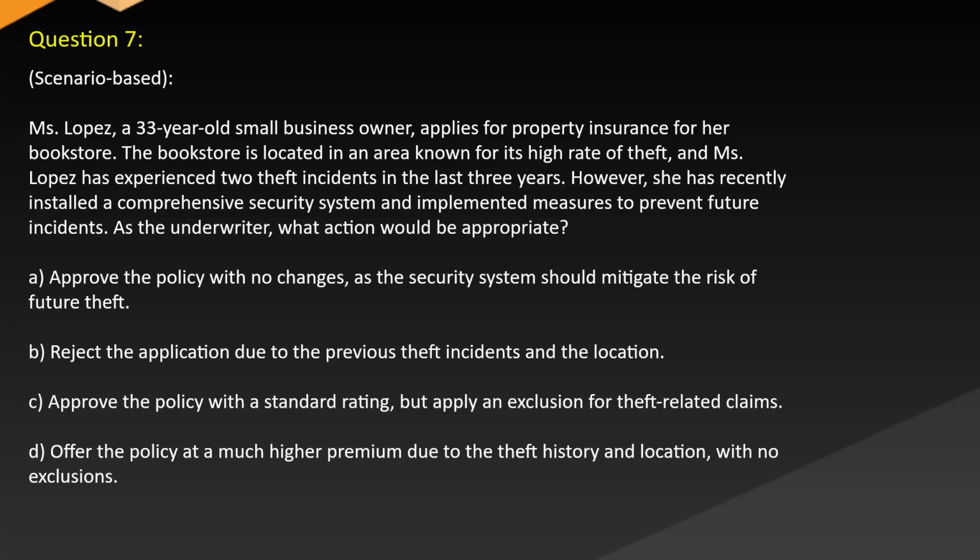A. Approve the policy with no changes, as the security system should mitigate the risk of future theft. B. Reject the application due to the previous theft incidents and the location. C. Approve the policy with a standard rating but apply an exclusion for theft-related claims. D. Offer the policy at a much higher premium due to the theft history and location with no exclusions.